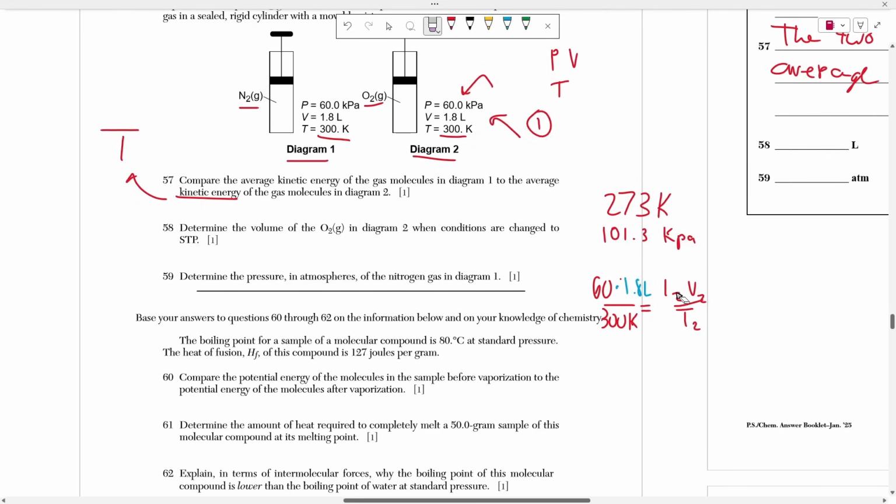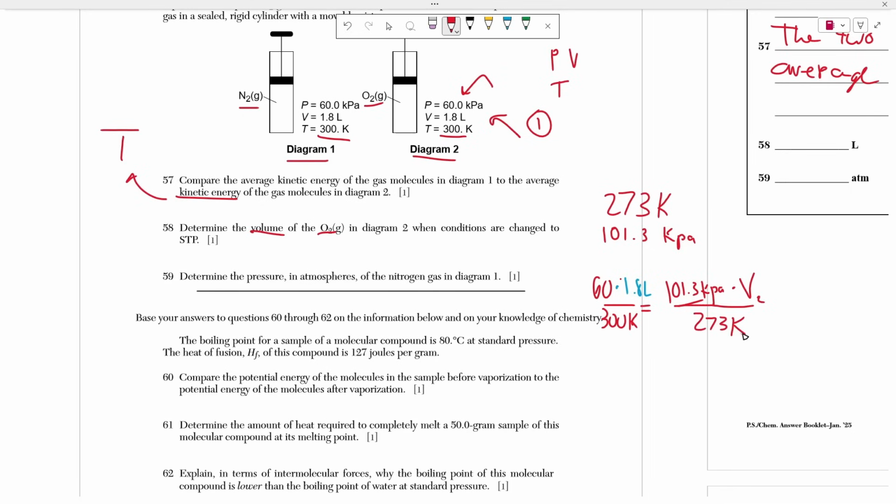Now, I'm going to move on into P2, V2, and T2. My second pressure is going to be my standard pressure, which is 101.3 kilopascals. And I'm going to multiply that by my volume. Now remember, I'm determining the volume of O2 after I change these conditions. So I'm finding the volume after it's changed, or I'm finding V2, and this is all being divided by T2, which is again 273 Kelvin.